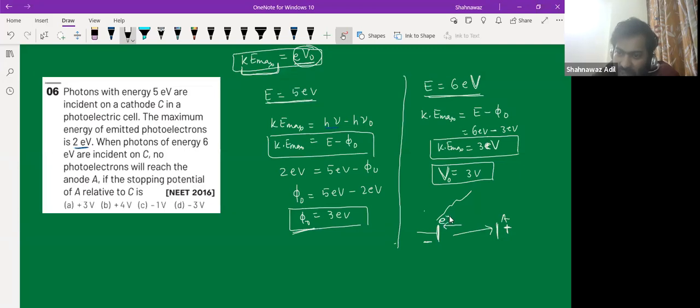So this electron has negative charge. This is negative, so it will try to repel this thing. So the potential that we have to provide is minus of this thing. The potential would be minus of 3. So this would be the answer. Is it clear to you?